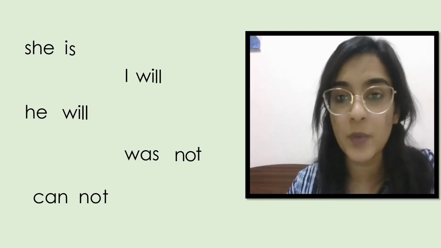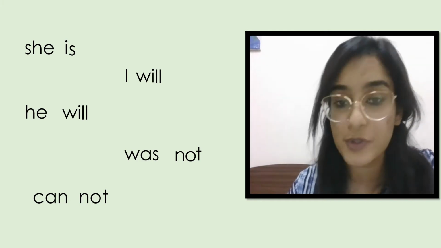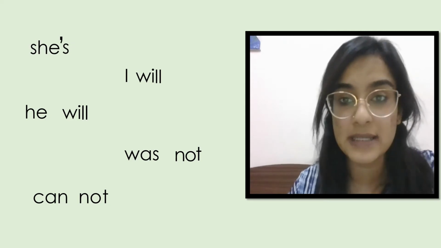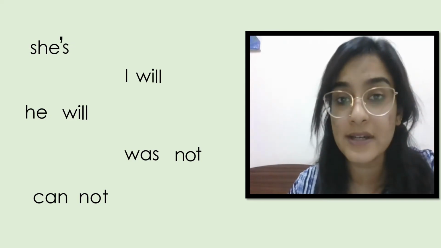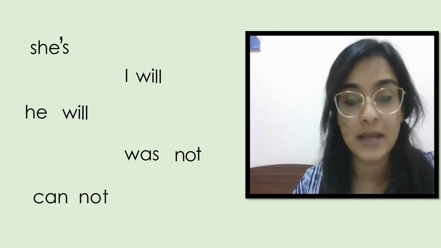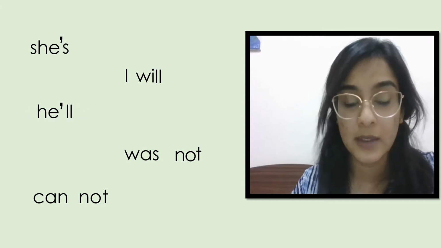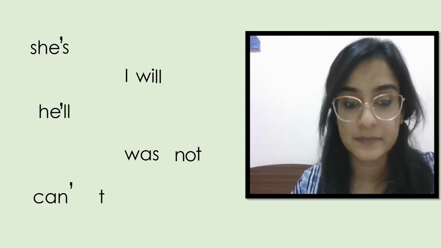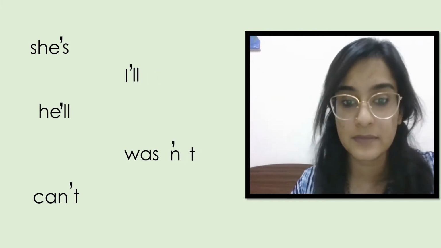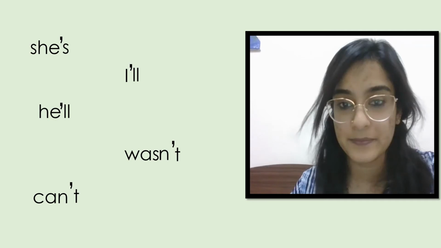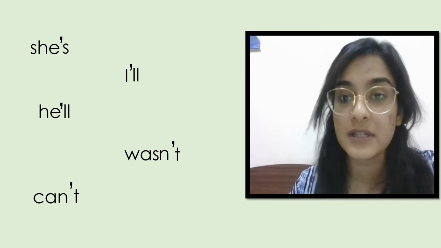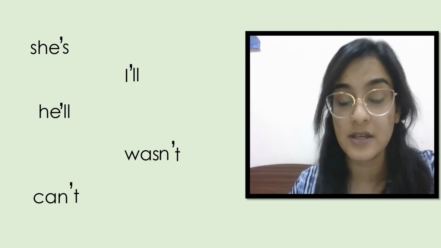Let's look at these two words. Now, I'm going to smush them together. She is becomes she's. See how the letters are removed and the apostrophe is added. Let's look at each example. He will becomes he'll. Can't, I'll, wasn't. Remember, only add an apostrophe to the letter or letters you have removed.